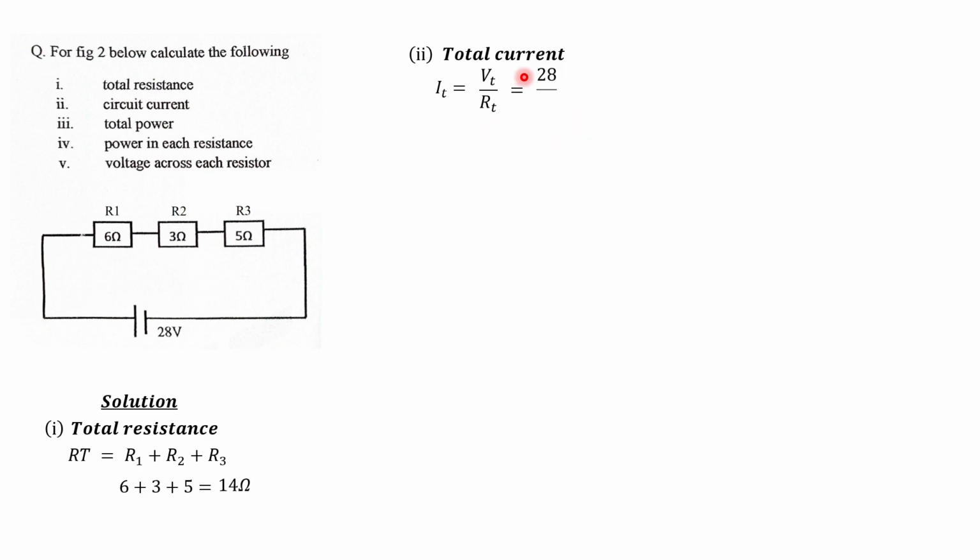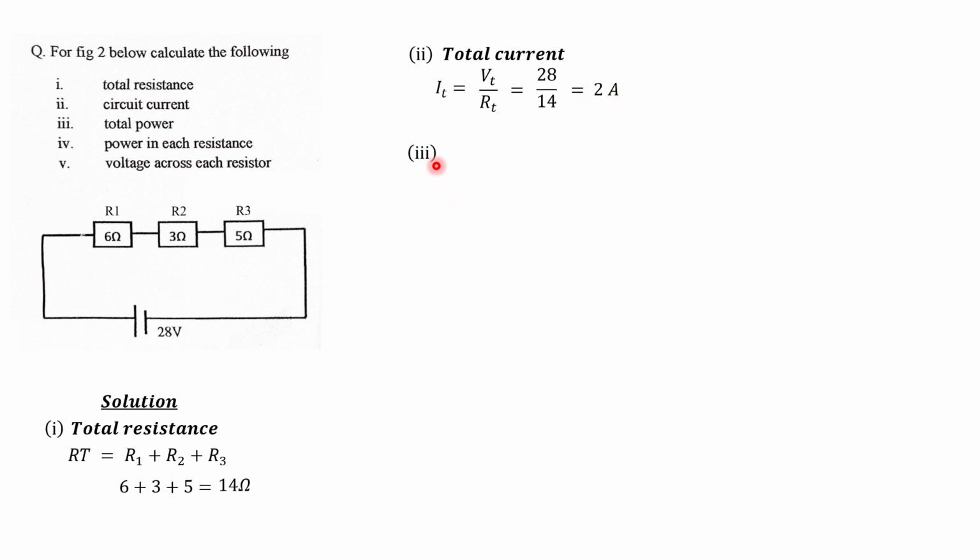So this is equal to 28 over 14. The supply voltage is 28, and the total resistance that we calculated is 14 ohms. So we have 28 over 14. When you divide, we are going to get 2 amps. So the total current, or the supply current, is equal to 2 amps. I hope you are following it.